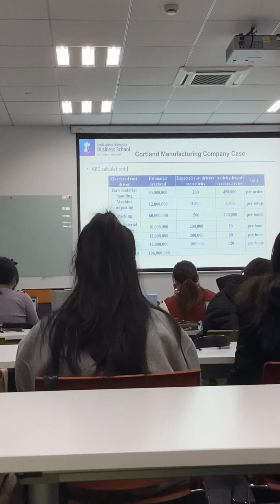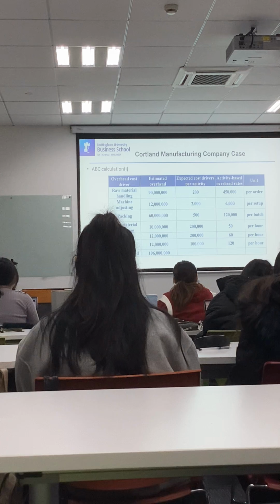This one, 90 million, is the overall cost for this cost driver, raw material handling. And this is the amount of handling we have. We have 200 handlings. So for each raw material handling, we incur an overhead cost of this one, 450K.